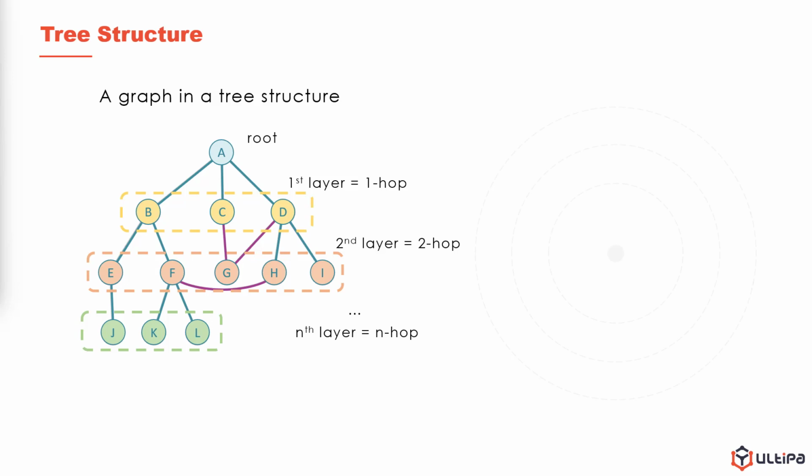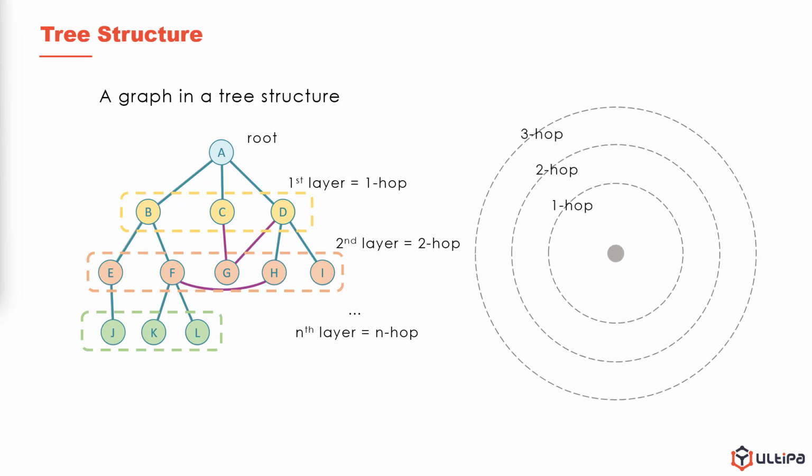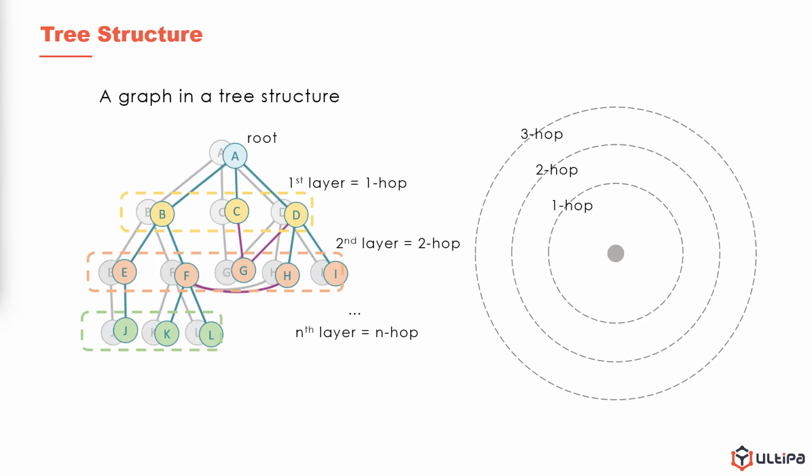This is better proved if we draw the graph in a k-hop target, where we put the root node on a bullseye and put the rest of nodes on the ring that matches the k-hop index of each node.